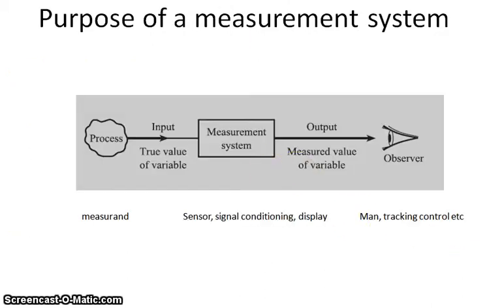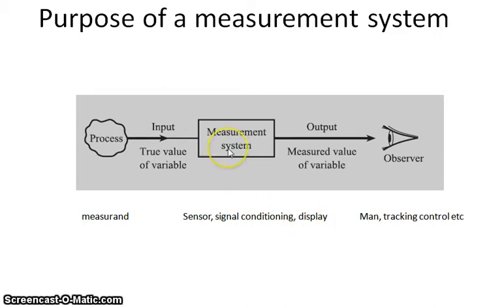The next one is the purpose of a measurement system. Now, why are we going to use this measurement system? The input to the measurement system is nothing but a measurand, or it may be from a process, which is otherwise called the true value of the variable. The measurement system may be a sensor or signal conditioning and display unit.